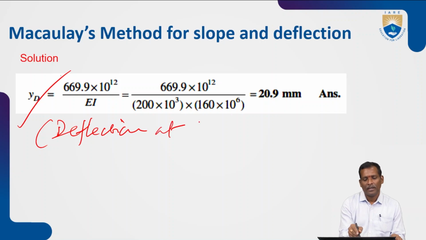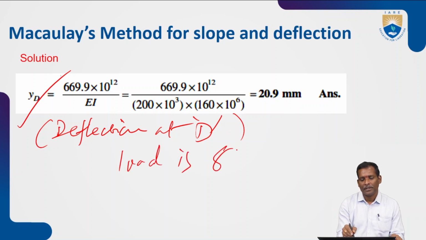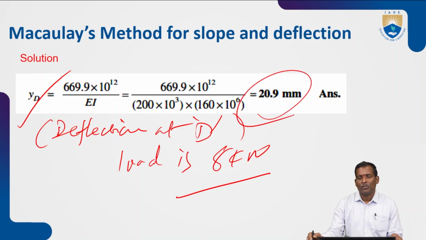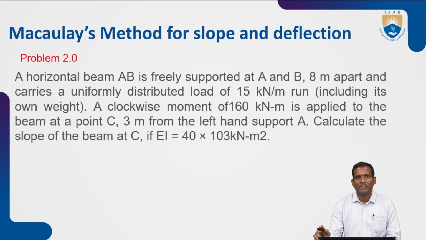Deflection at D. So D means here the load is 8 kilonewton. So again substitute here EI and then you will get 20.9 mm. So that is the deflection at point D. Like this, you need to calculate the deflection and slope of a given beam by using Macaulay's method.